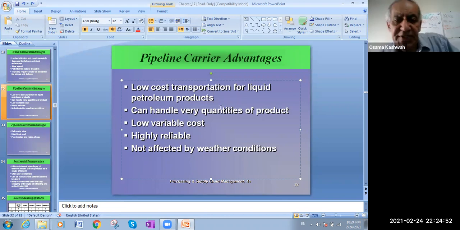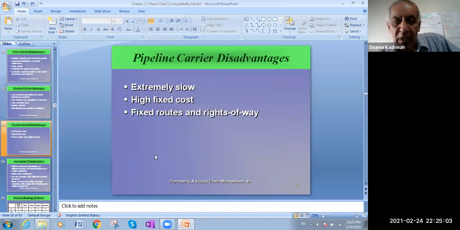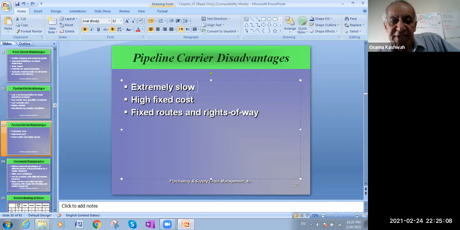Low cost transportation for liquids, can handle very large quantities of products, available, and not affected by weather conditions. This is another point. The disadvantages: it is extremely slow, because this depends on the push of the liquids inside the pipes. High fixed costs: the infrastructure costs millions and billions of dollars to build a pipeline for oil, for example.